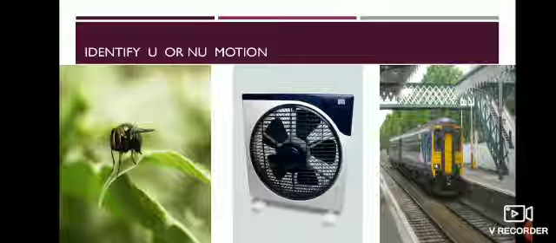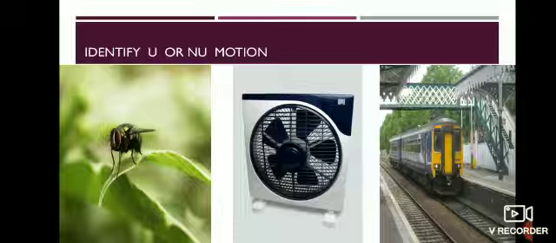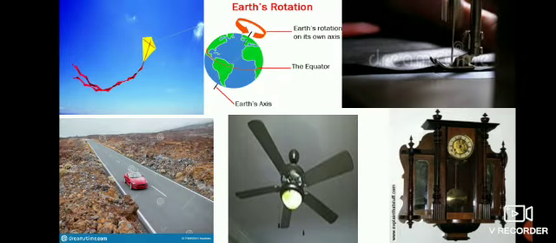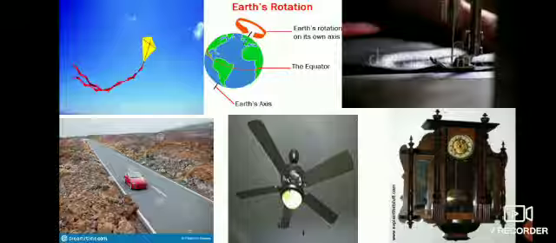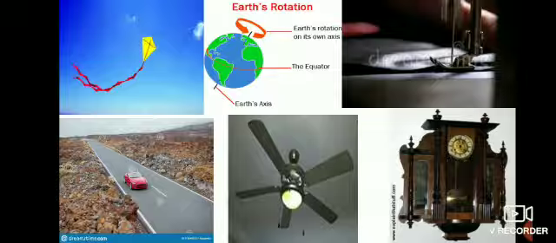A train entering into a railway station. Is it uniform or non-uniform motion? No, because the train covers unequal distances in equal intervals of time. So it is non-uniform motion. Next, we see a kite in the air. Is it uniform or non-uniform? Because it covers unequal distances in equal intervals of time, it is called non-uniform motion. Now, rotation of earth. Rotation of earth is uniform.